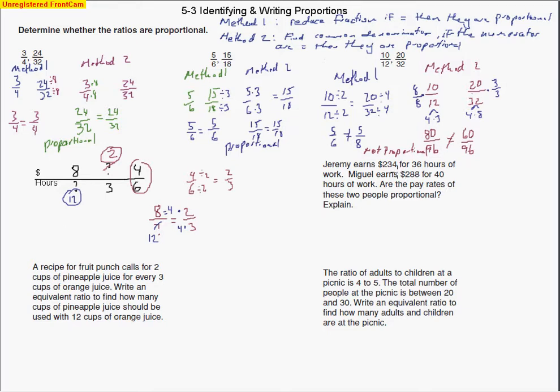Well, looking at the next problem, it says Jeremy earns $234 for 36 hours worth of work. Miguel earns $288 for doing work for 40 hours. Are the pay rates of these two people proportional? Well, let's go ahead and use one of our methods. So one of the methods is reducing.